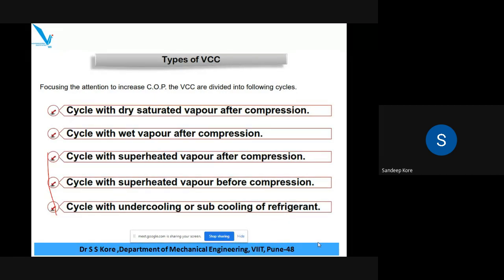Now the main objective behind this study of the vapor compression cycle, the ultimate aim, is to find out the COP, the refrigerating effect, and the cooling load on the condenser, the amount of heat to be rejected by the condenser. First we are going to analyze the cycle on the PV diagram and the TS diagram. Then we will see the analysis of each and every process. Then we have to go for finding out the COP.